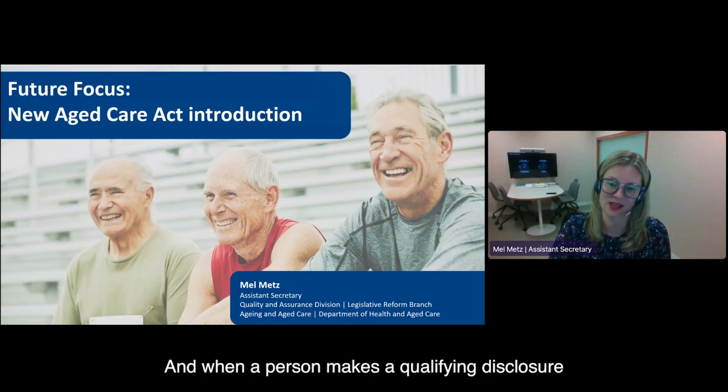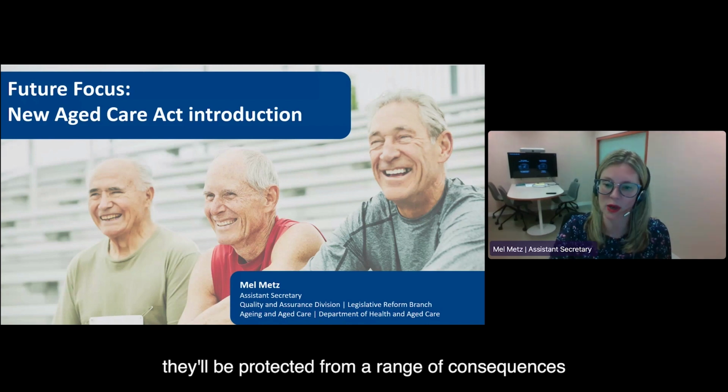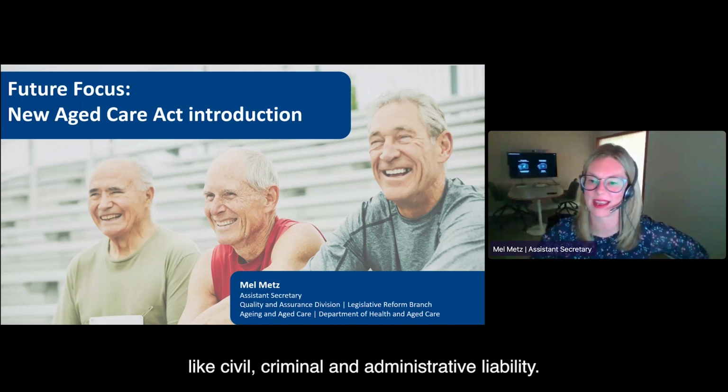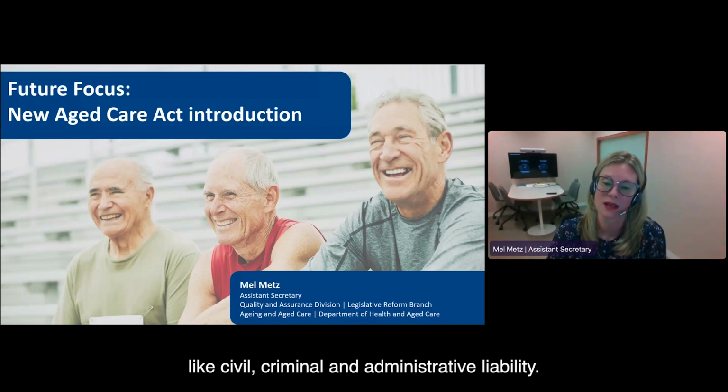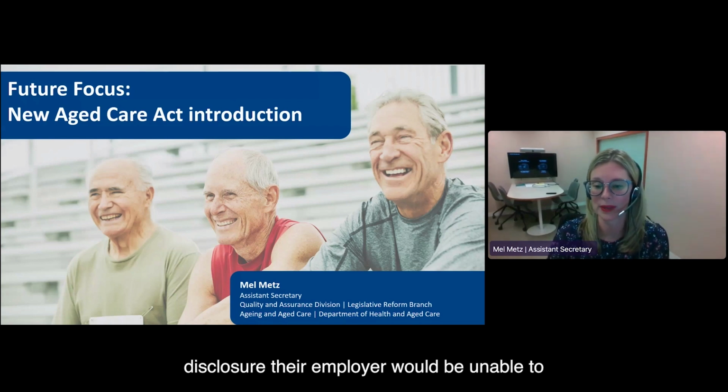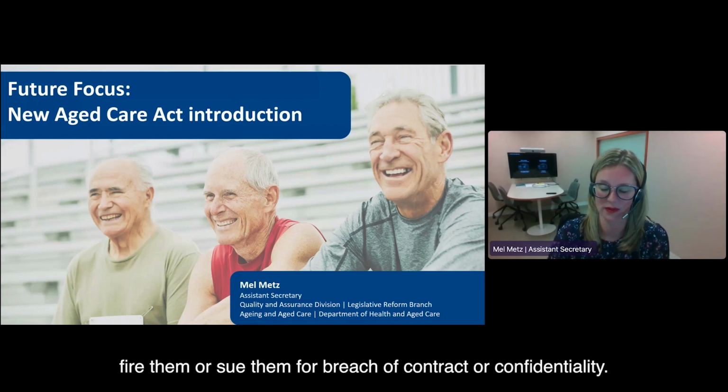And when a person makes a qualifying disclosure, they'll be protected from a range of consequences like civil, criminal, and administrative liability. For example, if an aged care worker makes a qualifying disclosure, their employer would be unable to fire them or sue them for breach of contract or confidentiality.